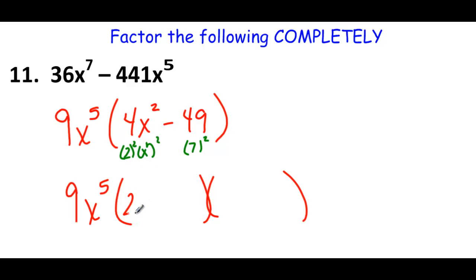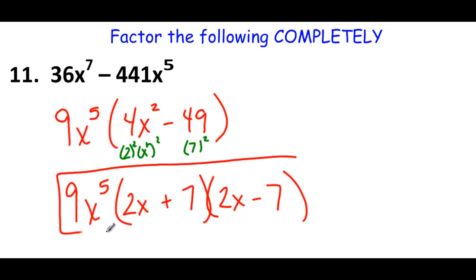To get 4x squared, it's 2x times a 2x, so that's going to be in the front of my parentheses. To get 49, it's 7 times 7. But it's a negative 49, so one has to be positive, one has to be negative. Neither of those can factor down any further, and that would be my final answer.